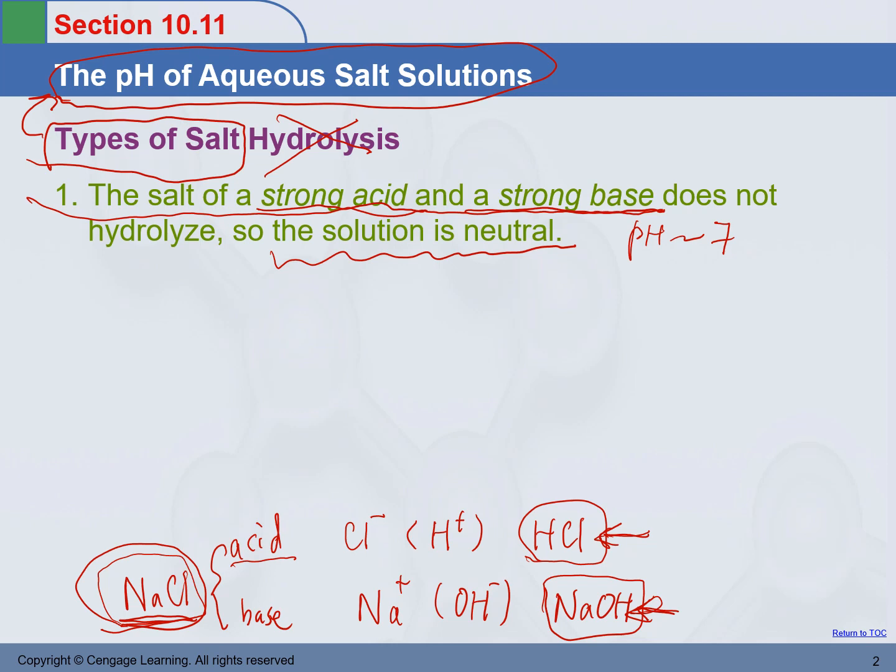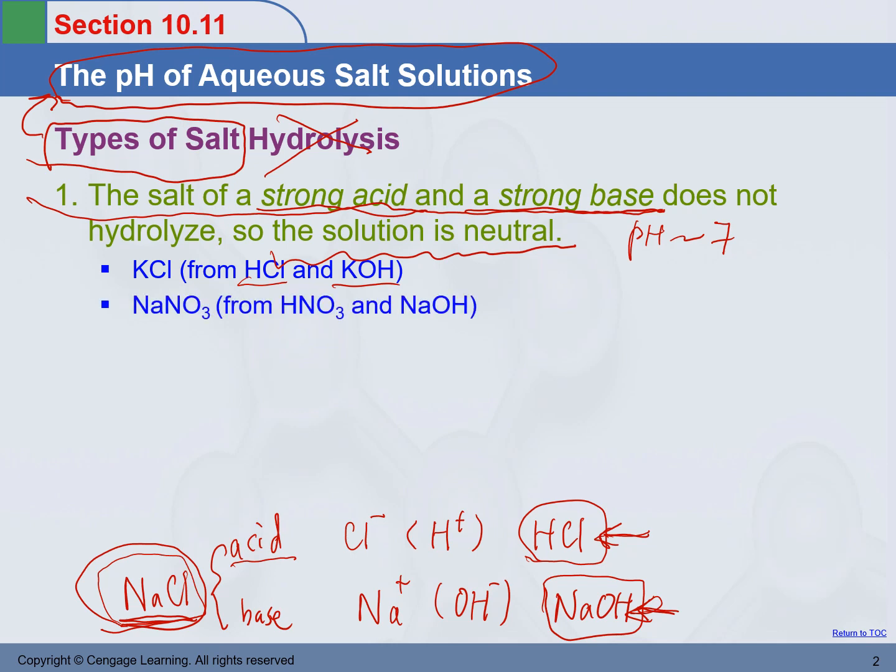Some other examples. KCl, it is from HCl and KOH, a strong acid and a strong base. Sodium nitrate from nitric acid and sodium hydroxide, strong acid, strong base. The solution will be neutral. All right, let's move on.